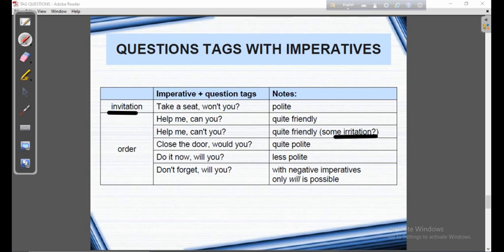Help me. Can't you? Close the door. Will you? You may write "will you". Do it now. Will you? If you say "would you", it will be quite polite. It's a polite request. Do it now. Will you? Do it now. Will you? is less polite. Don't forget. Will you? With negative imperatives, only "will" is possible.